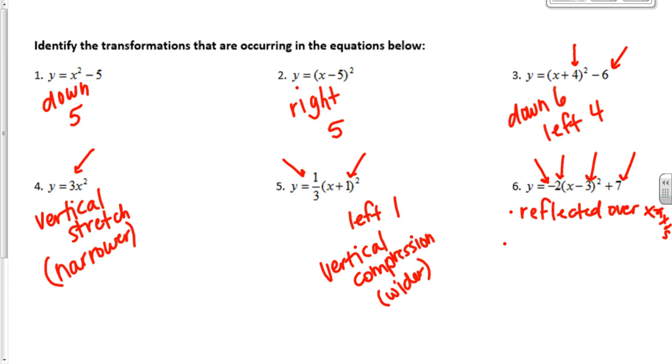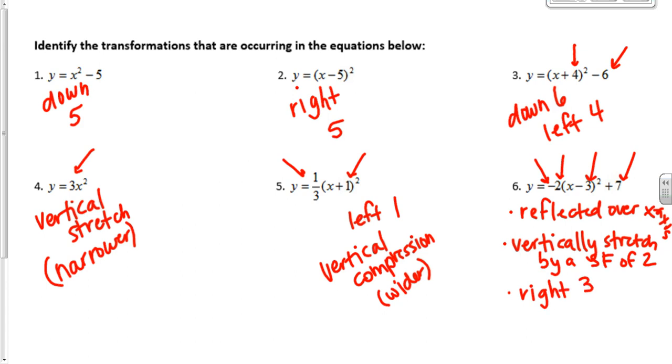It has been vertically stretched, because that's what that 2 means. You can even say by a scale factor of 2. Sometimes we say that, by a scale factor of 2. It has been shifted to the right 3 units. And it has been shifted up 7. Lots of things happening in that one.